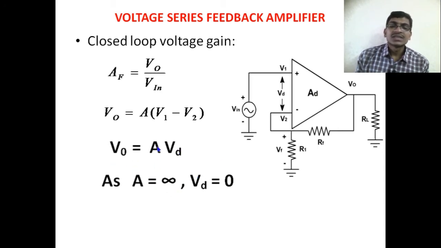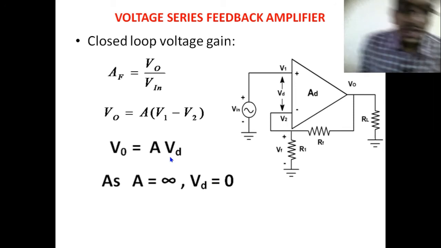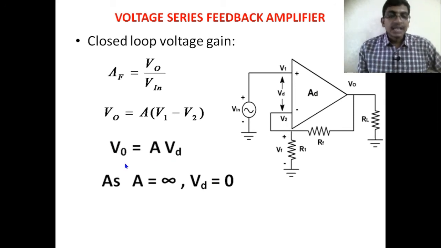In this equation, we know the open loop operational amplifier gain is approximately equal to infinity. Therefore, the differential voltage Vd is equal to 0. From this equation we can write Vd is equal to V0 divided by A, and A is nothing but infinity. Anything divided by infinity results in 0. Therefore Vd is equal to 0 only. Vd is nothing but V1 minus V2. As Vd is equal to 0, V1 minus V2 is equal to 0, so V1 is equal to V2.